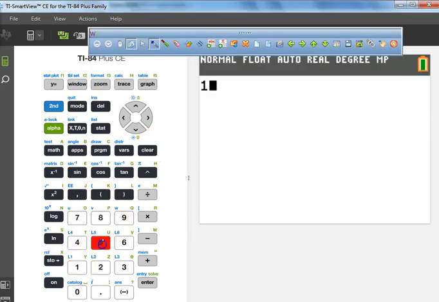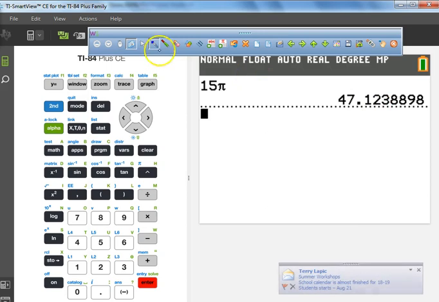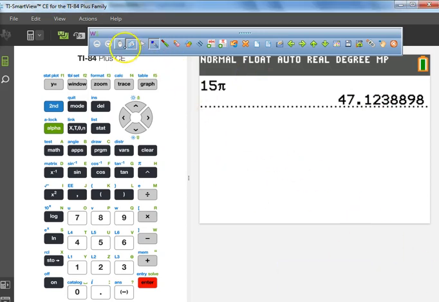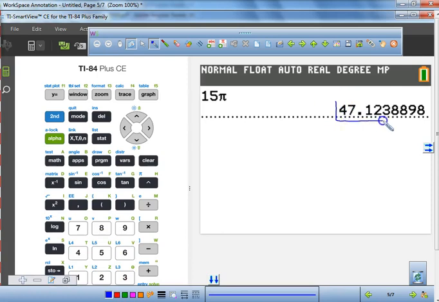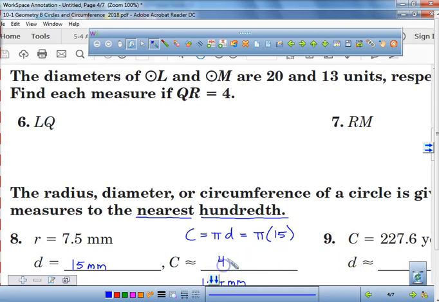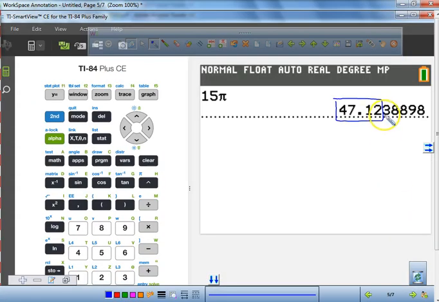So all you have to do in the calculator is type in 15, hit the pi button, and you get 47.12. That is your circumference. So just go back, type in 47.12 millimeters. Notice, why did I not round? Because it was not a 5 or higher. It was just a 3. So we don't round it up. If it was a 4, you'd still keep it 47.12.